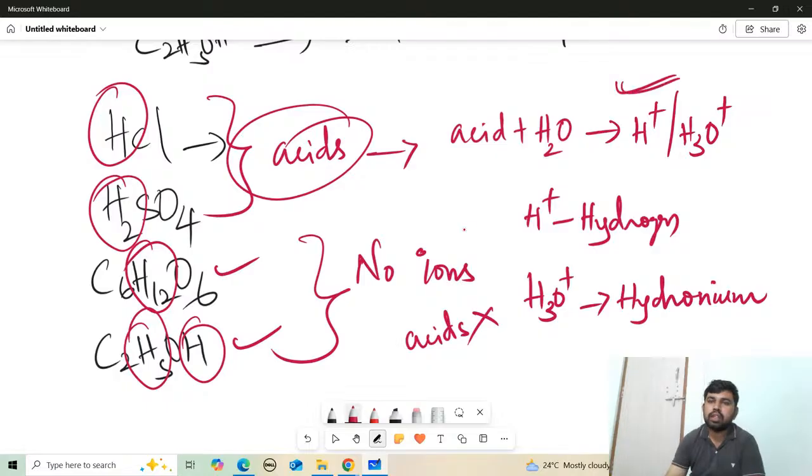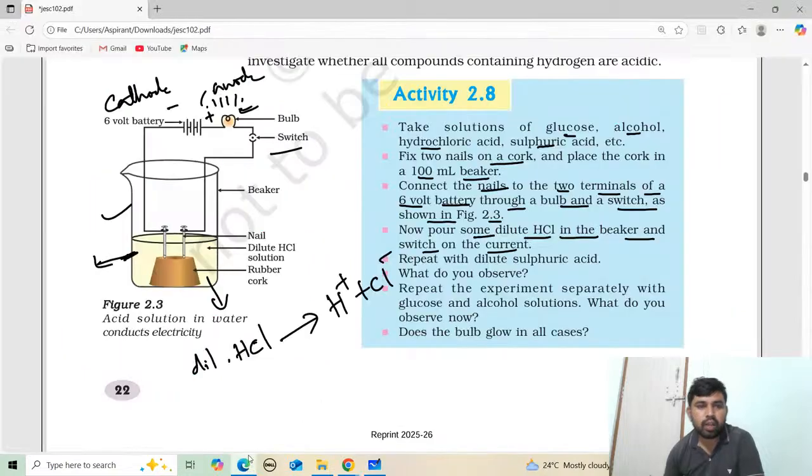H plus ions are H3O plus ions, and these two are not producing what, sir? Ions. How do you confirm? By this activity. That is the purpose of doing this activity. So in this activity, try to understand. We are verifying whether these all contain hydrogen even in their formula.